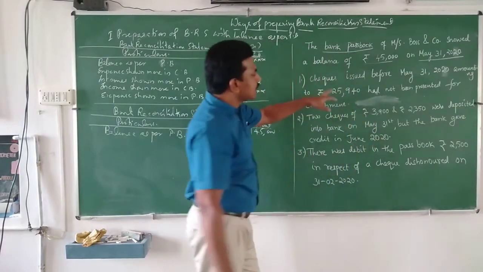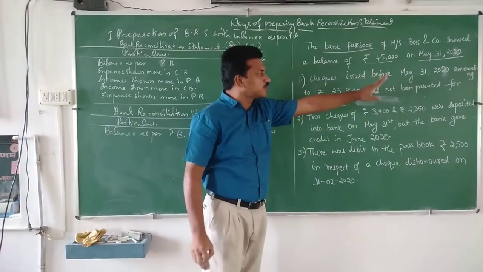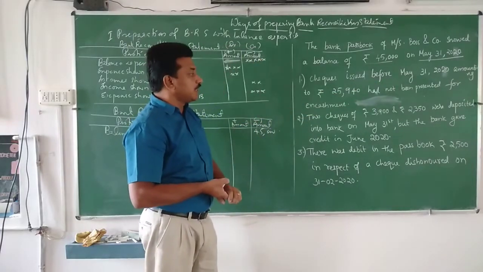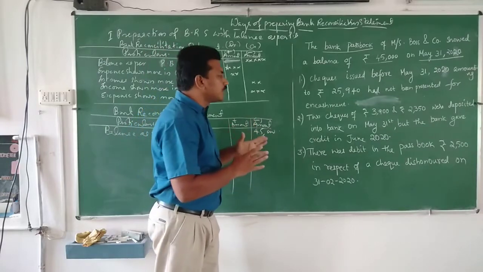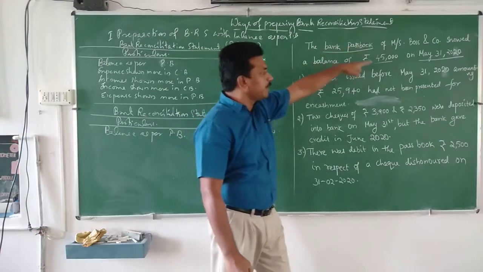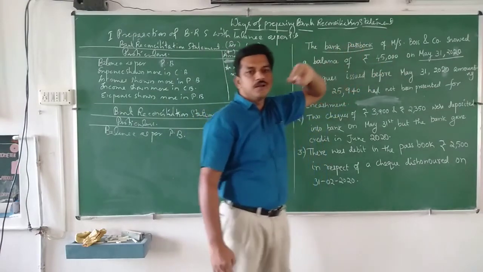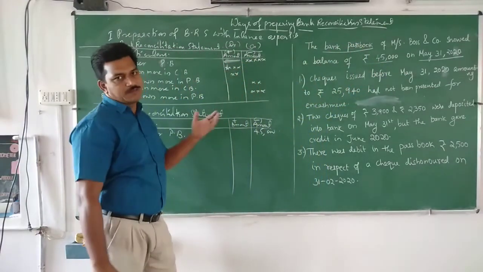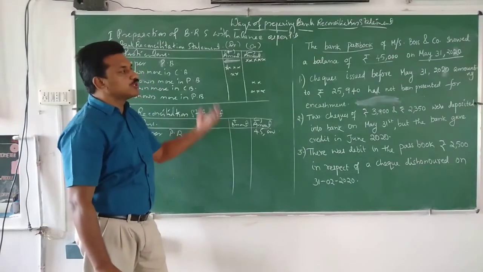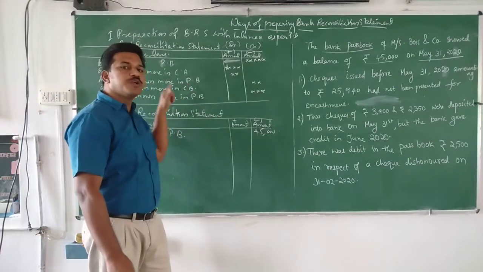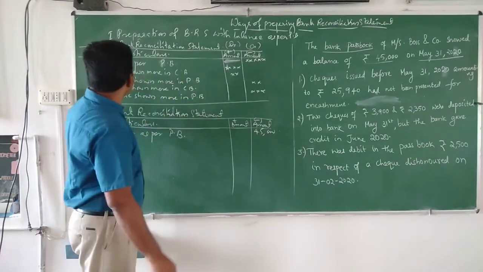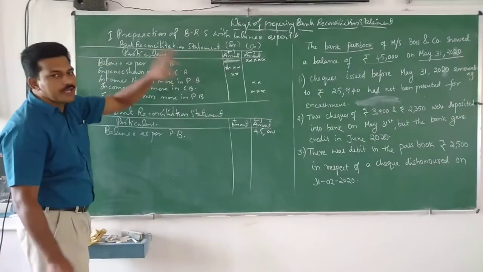Let us see. Check issued before May 31st, 2020, amounting to rupees 25,940, had not been presented for encashment. Means it is not presented for payment on May 31st or before that. Means still it is not presented. So what to do? Check issued but not presented. Expense shown in cash book, isn't it? Expense shown in cash book can be added.